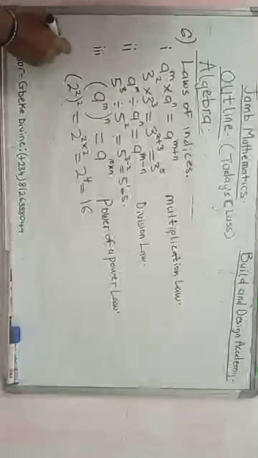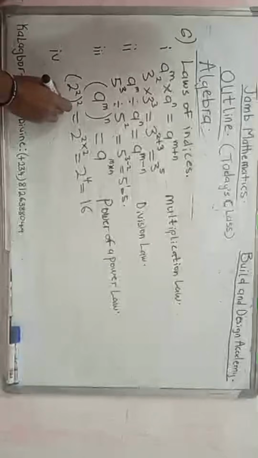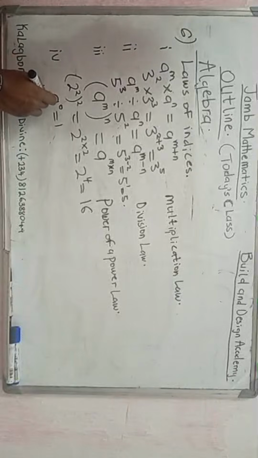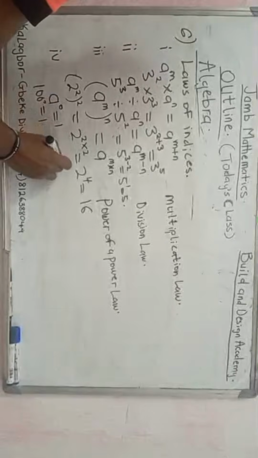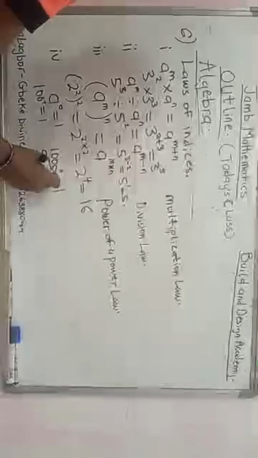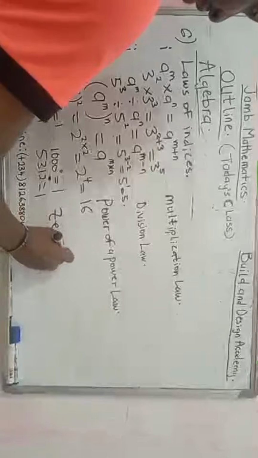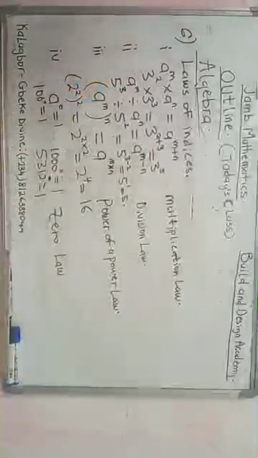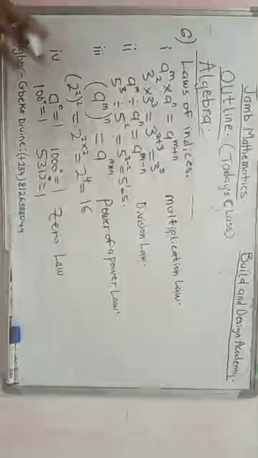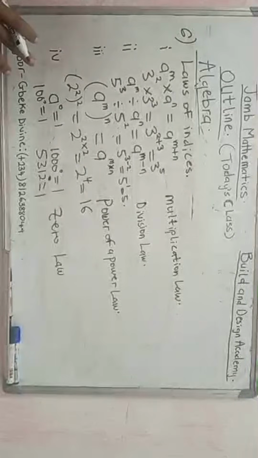Next up, we have the zeroth law, which states that any number raised to power 0 is equal to 1. If you write 100 raised to power 0, you still get 1. 1000 raised to power 0 is equal to 1. 532, any number raised to power 0 will give us 1. This is called the zero law. So we have listed 4 laws. We have 2 more laws, which is the fractional law and the other one.